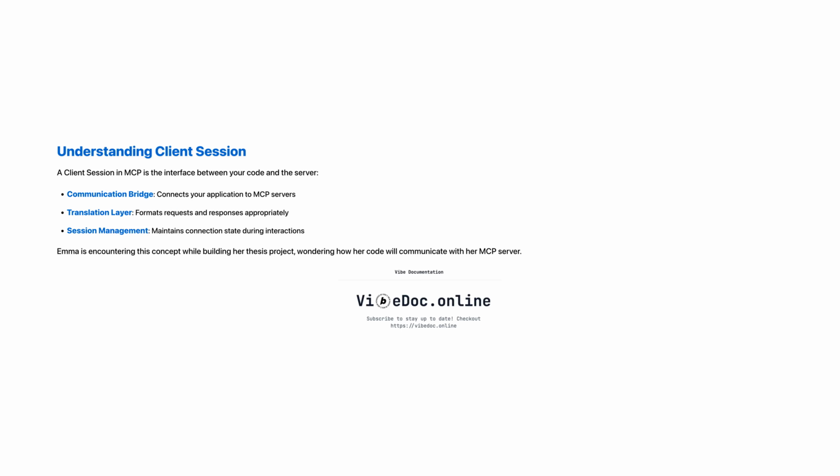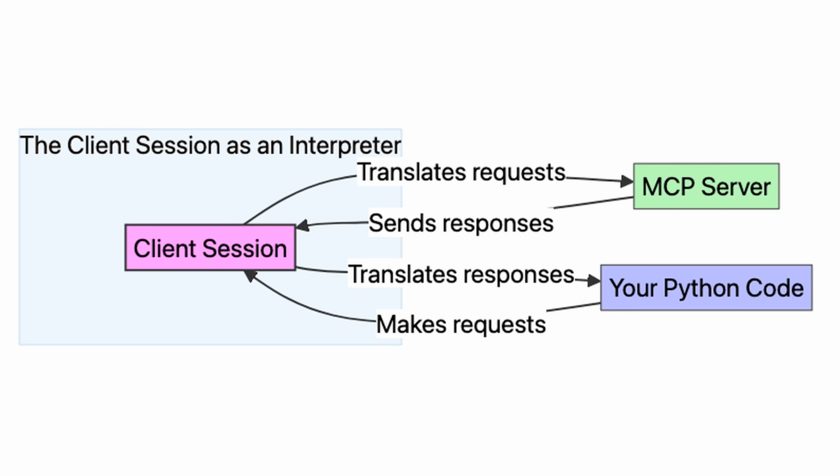So, Alex, I'm setting up this MCP server for my thesis, and I keep seeing references to ClientSession everywhere. Is that the way my code actually talks to the server? I'm a bit confused about how all the pieces fit together. That's exactly right, Emma. Think of the ClientSession as your personal interpreter. You know how when you travel to another country, sometimes you need someone who speaks both languages? The ClientSession is like that. It translates between your Python code and the MCP server. You say, I want to use this tool in Python, and it handles all the complex communication back and forth.